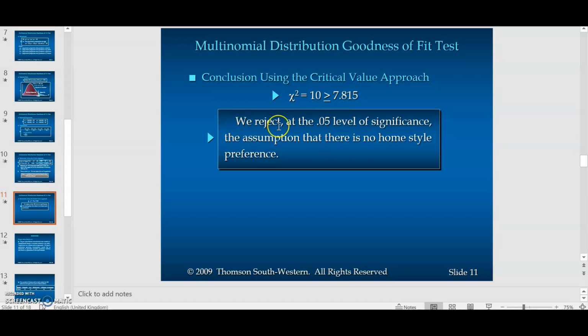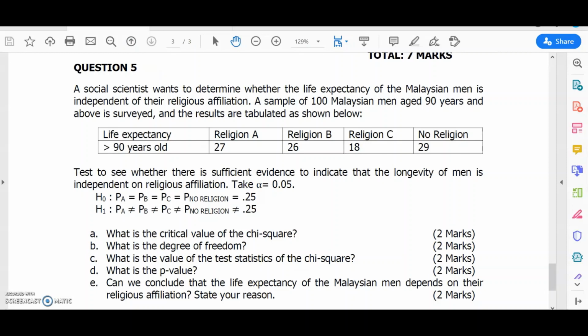So here we reject, at the 5% level of significance, the assumption that there is no home style preference. In other words, we reject the null hypothesis, where the assumption made is that there is no home style preference at the 5% significance level. So that is how we answer question 5 in individual assignment 2.